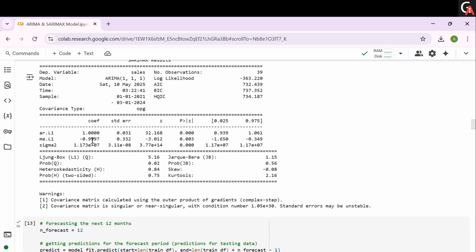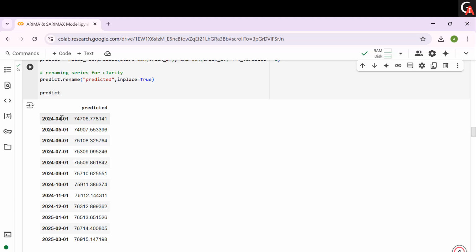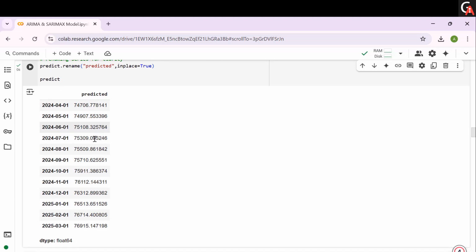Okay. Now let's try to forecast the sales for the next 12 months. So what I have done is I have stored the value 12 in the n forecast variable. Then we'll use this predict function, and here I will give the starting point and the ending point. So we'll start from the ending of our training data plus the next 12 months, as we are trying to do the predictions for the testing data, right? Now we'll rename the column for clarity, and you can see that these are the predicted values given by our ARIMA model, and these are the values given for our testing data, not for the future values that we are trying to predict, right?